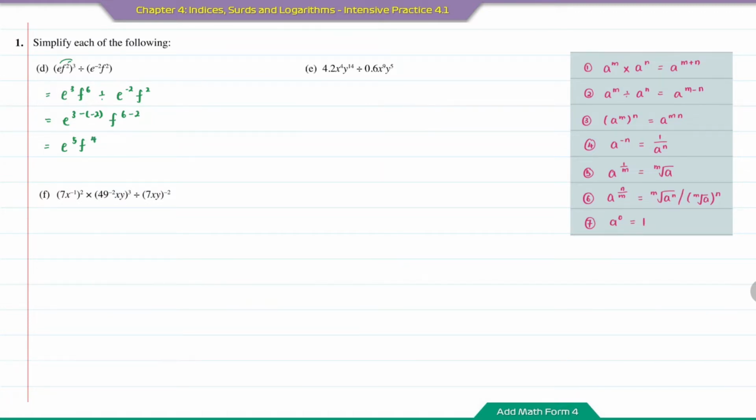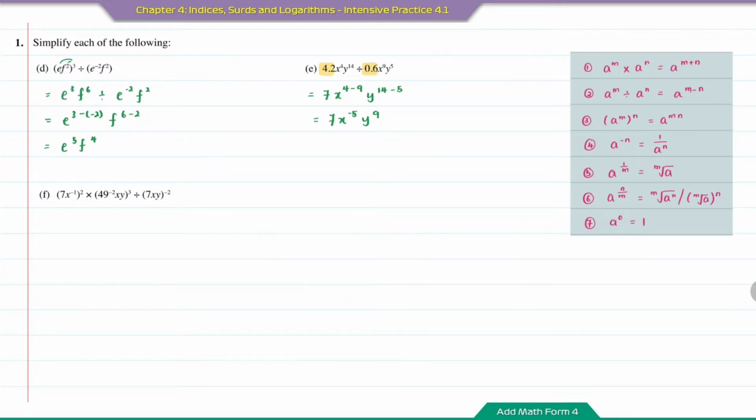Next, question E. So this is division as well. First, let us solve for the numbers here. 4.2 divided by 0.6, you will find that the answer is equal to 7. Now let us solve for the variables, the x. Power of 4, we're going to minus it with 9, as this is a division. And for the y, it's going to be 14 minus 5. So here you're going to find that 7x to the power of -5, y to the power of 9.